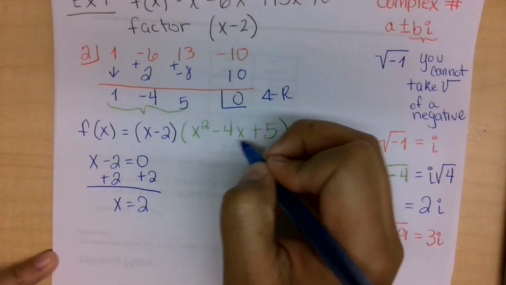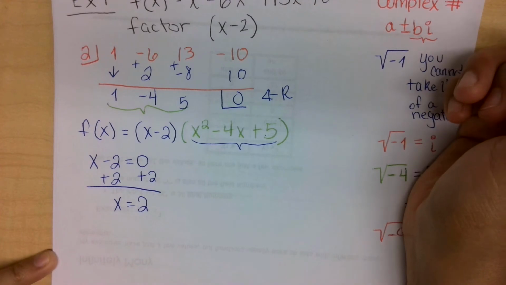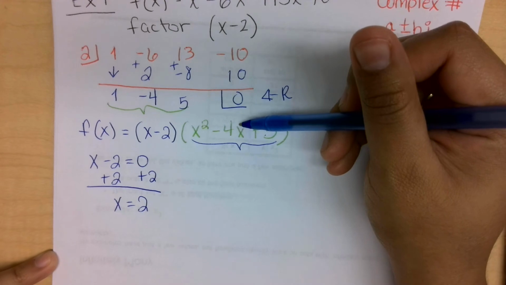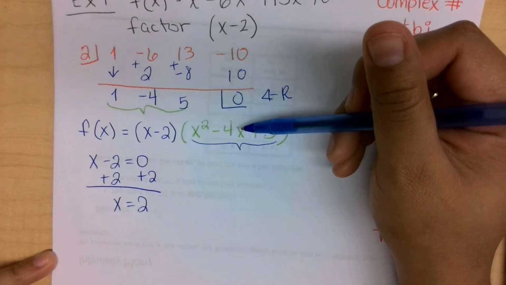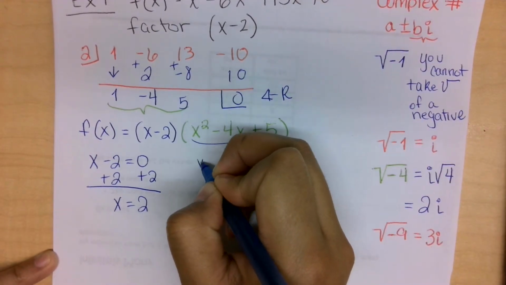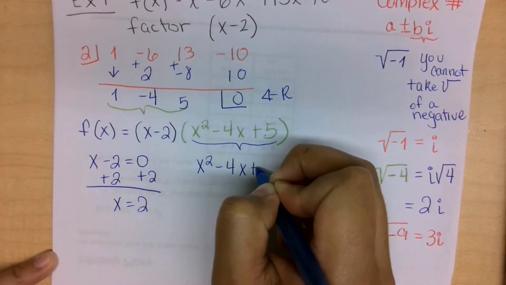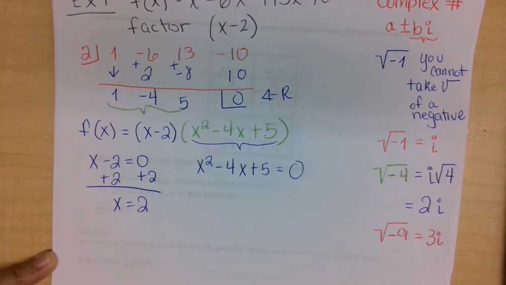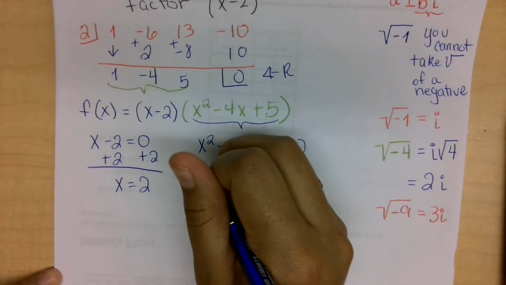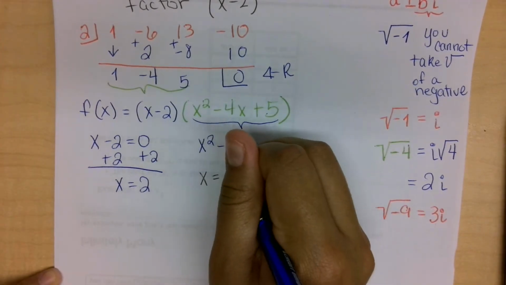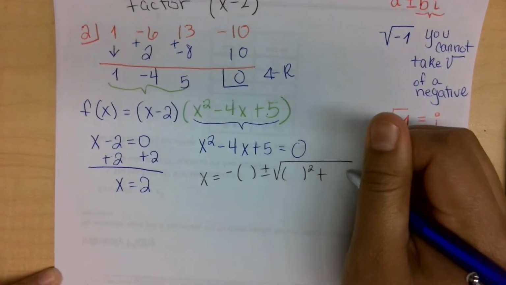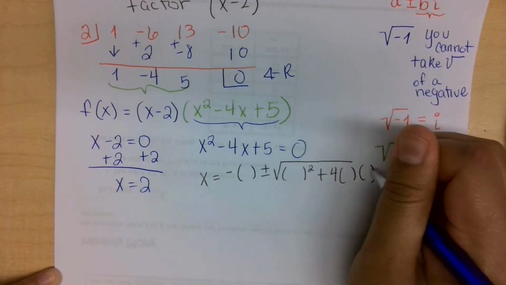And then here, we're going to try to factor this. Two numbers that multiply to a positive 5 and add to a -4. There is no way that's possible. So we're going to have to use the quadratic formula. We're going to say x squared minus 4x plus 5 equals 0. And to solve, we'll use the quadratic formula. Hopefully we know the quadratic formula by now. And it's x equals the opposite of b plus or minus the square root of b squared minus 4 times a times c.